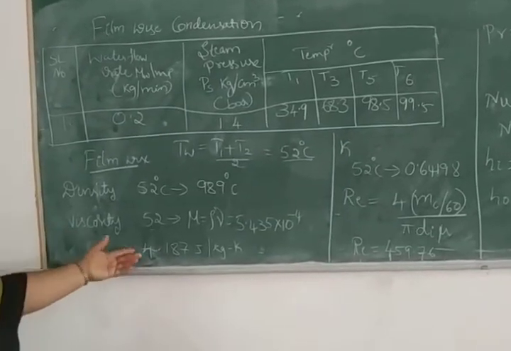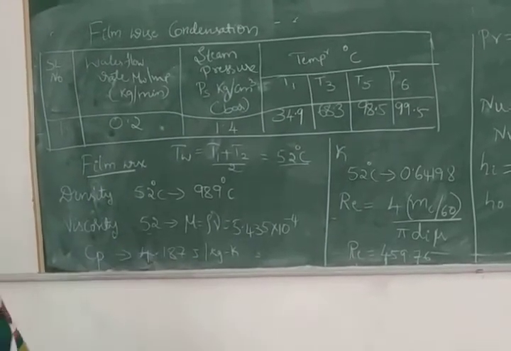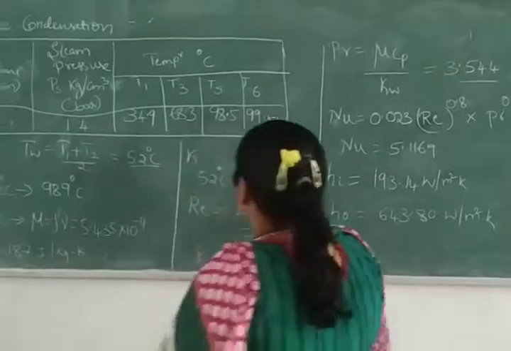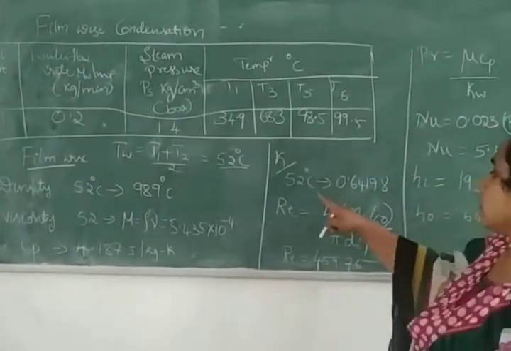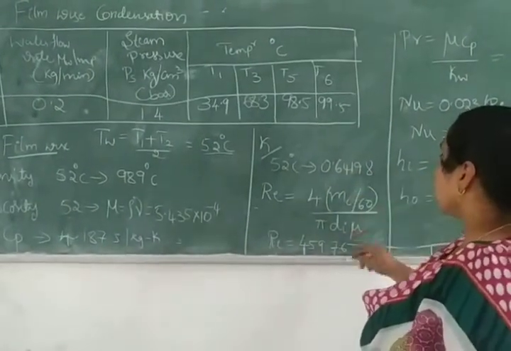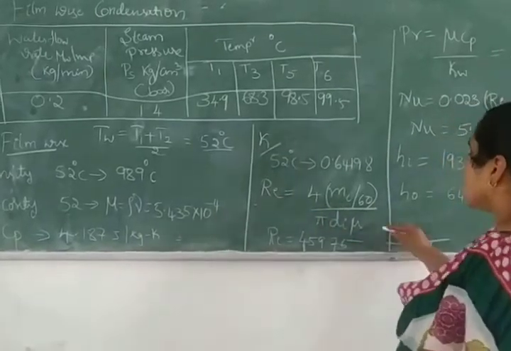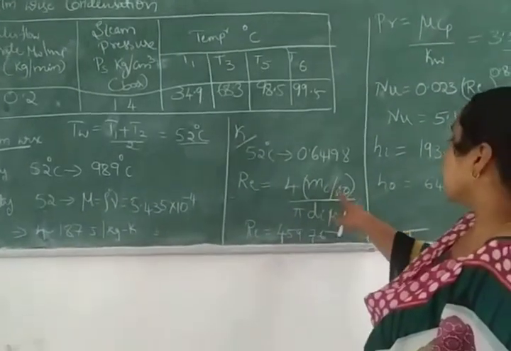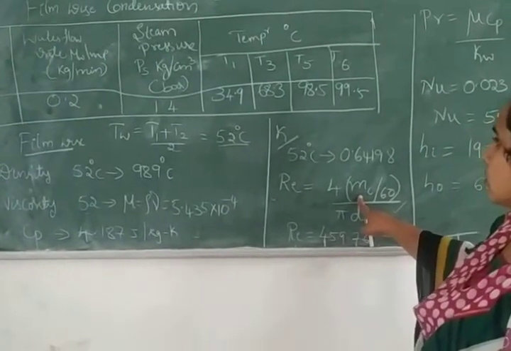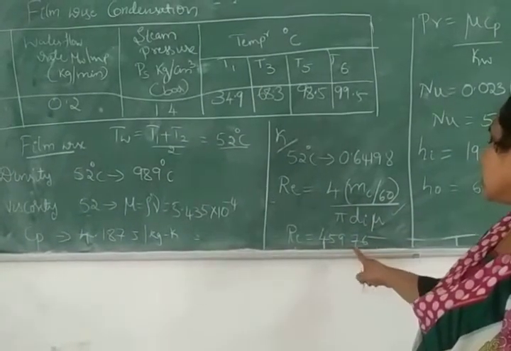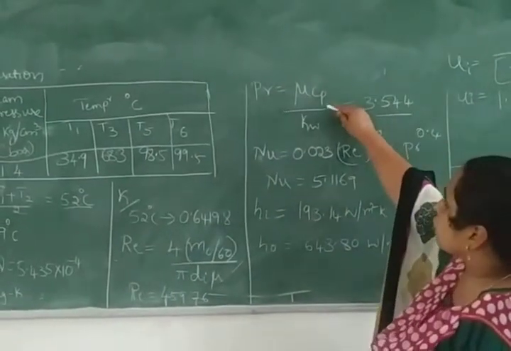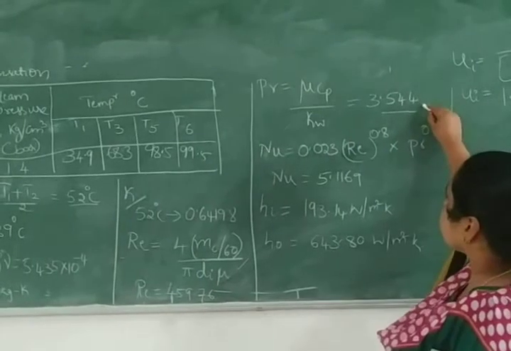Cp, the specific heat of water, we already know: 4.187 kilojoules per kg Kelvin. Next, K stands for thermal conductivity. At 52 degrees Celsius, the value is 0.6419. Then Reynolds number Re is calculated using this formula: 4 into mc by 60 pi Di mu. The value of mc is known, so just substitute that and you will get the Reynolds number as 459.76. Pr number we have; mu, Cp, K are known, just substitute and we will get this.